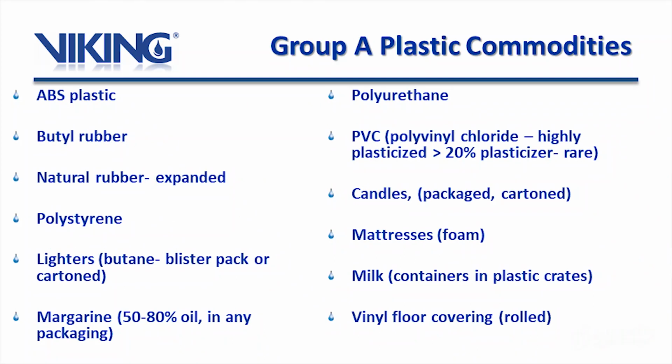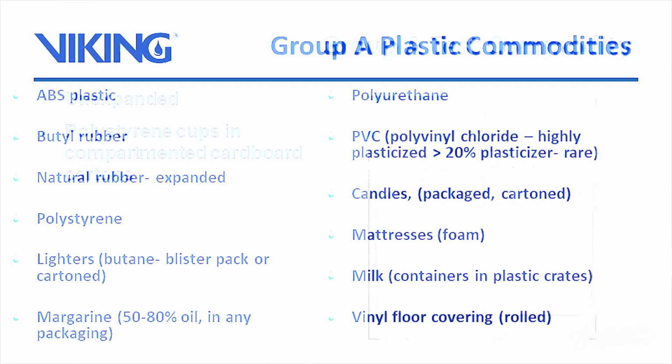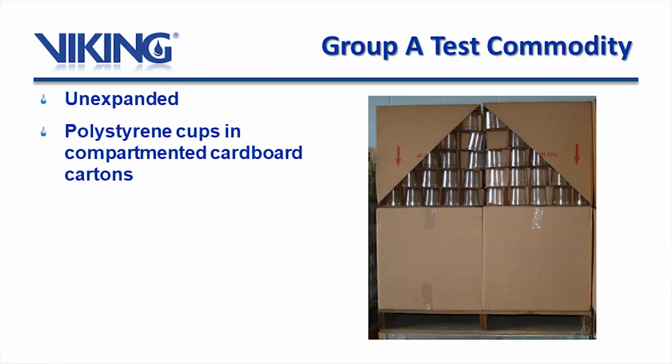And when we get into Group A plastics, we see natural rubber expanded, polystyrene, and margarine is considered that, which really is not something you see very often. Margarine's considered a Group A plastic. I like that. Polyurethane, PVC, polyvinyl chloride highly plasticized, candles, mattresses, foam, milk containers, things like that. The unexpanded Group A plastic commodity, unexpanded here, is polystyrene cups in compartmented cardboard cartons.